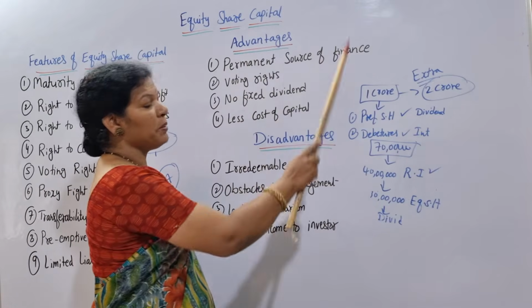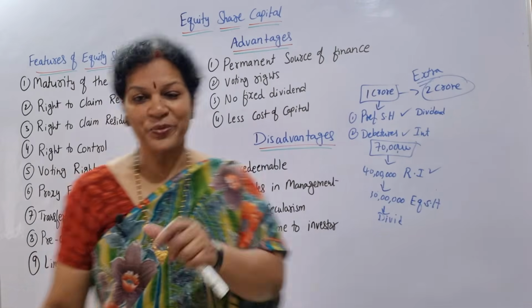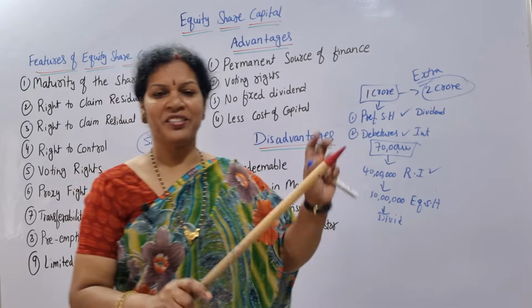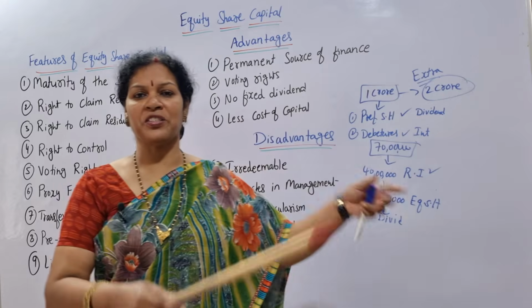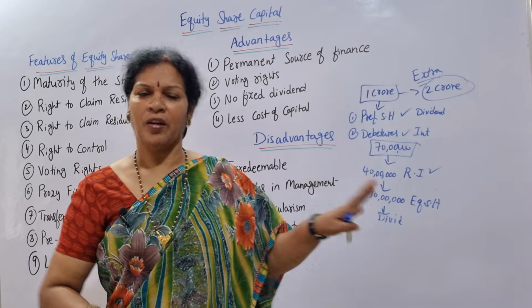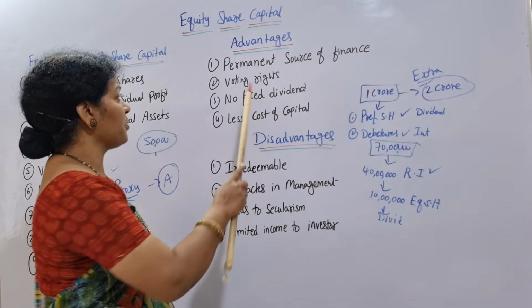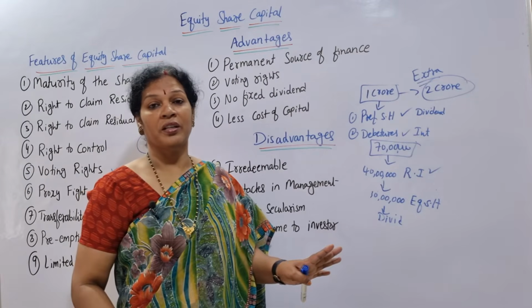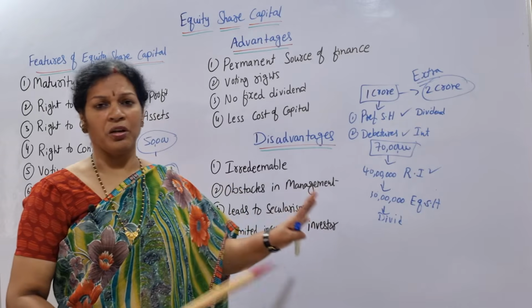Advantages. The first thing is that it is a permanent source of finance. As we have discussed, equity shares have no maturity. Once equity shares are issued and purchased, the money is permanent. Always it will be in the company itself only. So that is why it is a permanent source of finance. You need not think about the sources. This is always permanent.